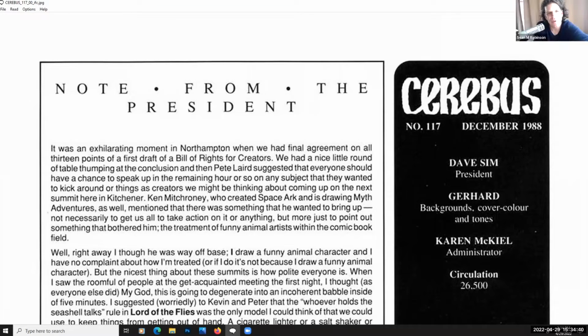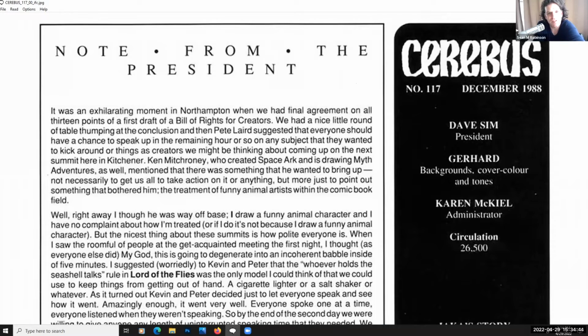It was an exhilarating moment in Northampton when we had a final agreement on all 13 points of a first draft of a Bill of Rights for creators. We had a nice little round of table thumping at the conclusion, and then Pete Laird suggested everyone should have a chance to speak up for the remaining hour or so on any subject they wanted to kick around, or things as creators we might be thinking about coming up on the next summit here in Kitchener.